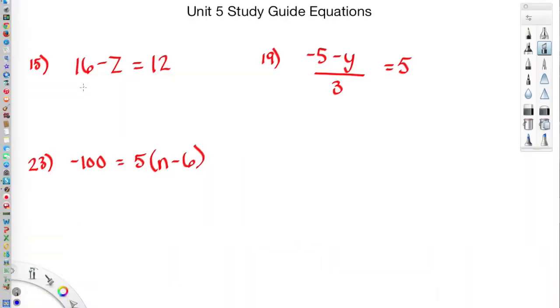Girls, let's take a look at 3 more problems. 2 of these are multi-step, and 1 is just a single-step equation.